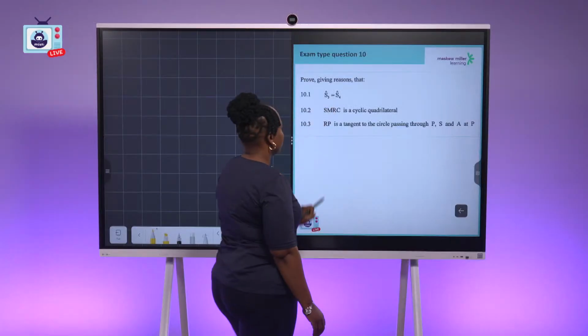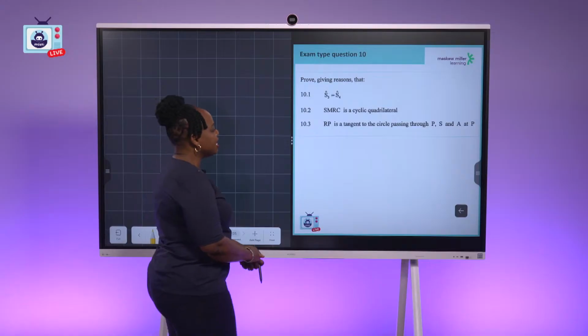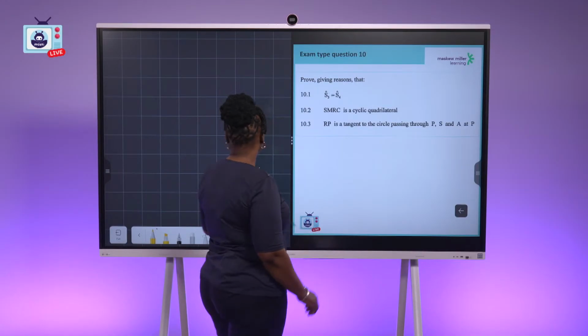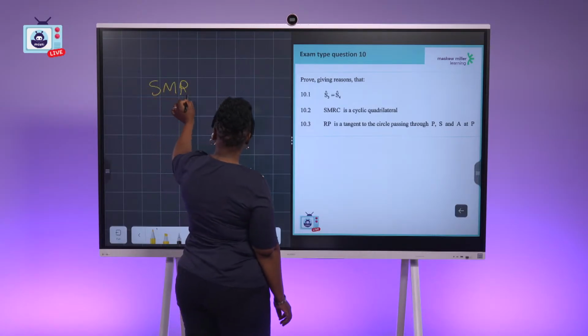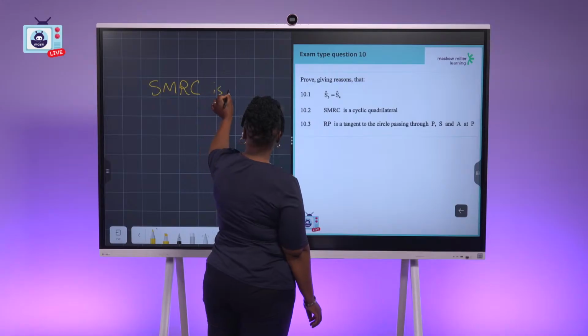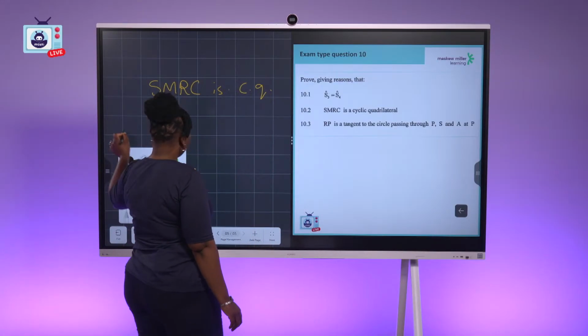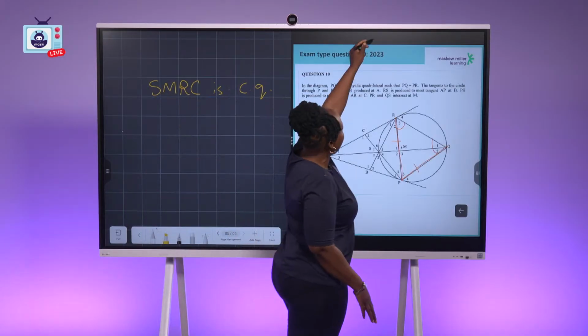Okay, then the second question, they said that now we have to prove that SMRC is a cyclic quadrilateral. So we want to prove that SMRC is a cyclic quadrilateral. For us to prove that, we just have to try and get to it somehow.